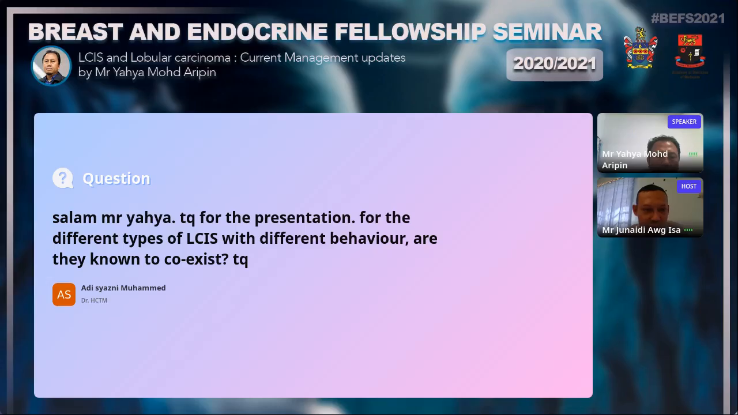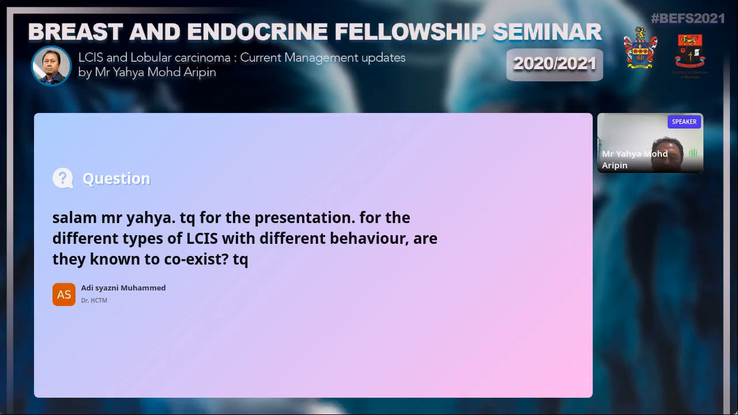Okay, the question here is, for the different types of ILC with different behavior, are they known to coexist? I don't have information on this, but why not? The classic type can probably have some focus of necrosis as well. So it depends on how you do the biopsy, I think.